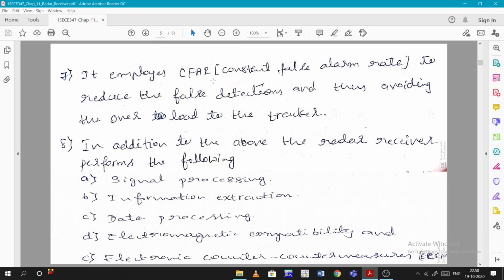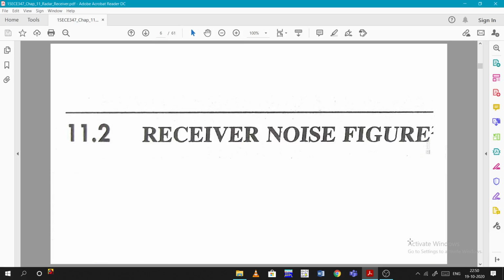Next, in addition to the above, the radar receiver performs the following: signal processing, information extraction, data processing, electromagnetic compatibility, and electronic counter-countermeasures, which will be abbreviated as ECCM.